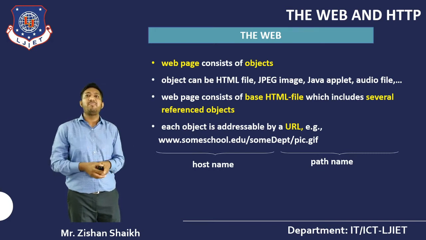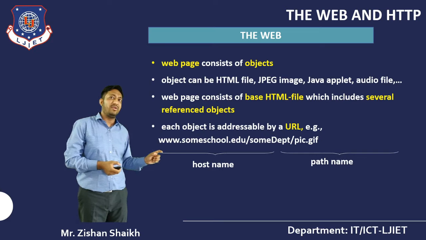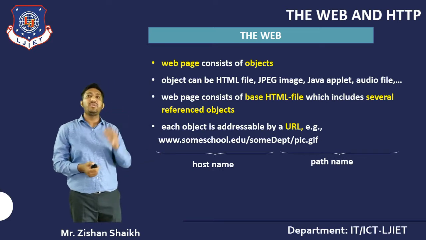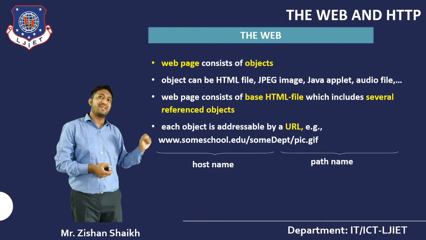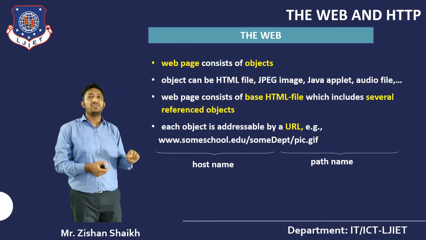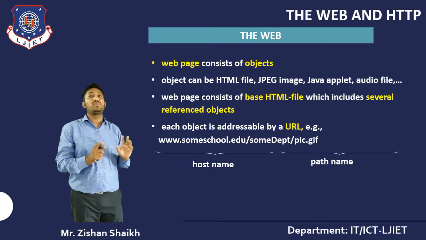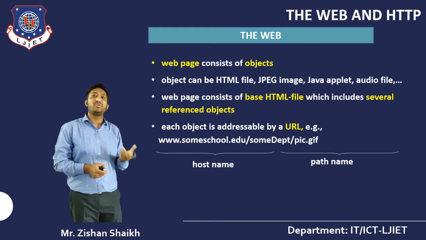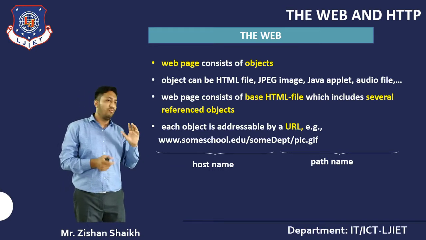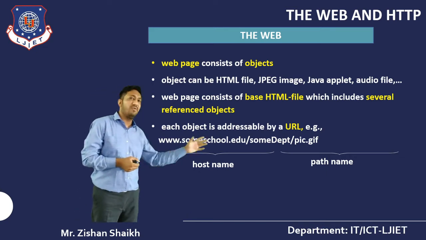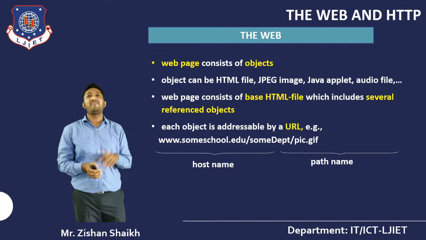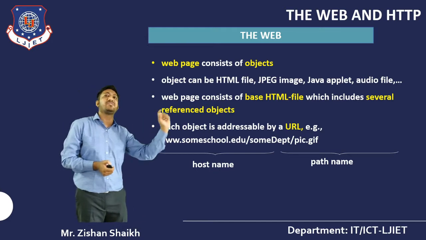For that, in real time, we use the URL. URL stands for Universal Resource Locator. So using that URL, we can access those objects. Our URL is divided into two parts. One is the host name, which tells exactly who the host is, and then the path name. The path name tells where exactly our object is located.